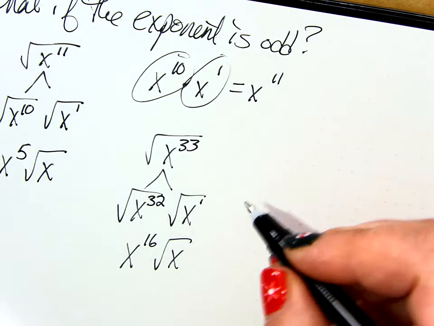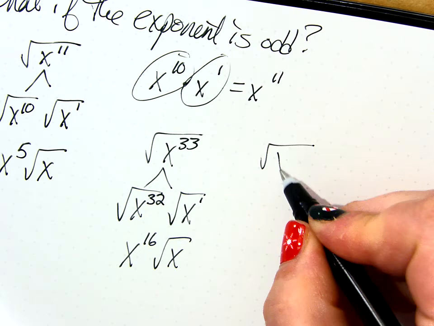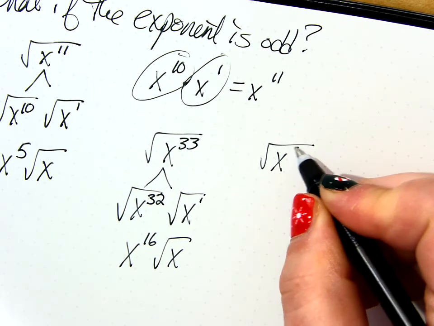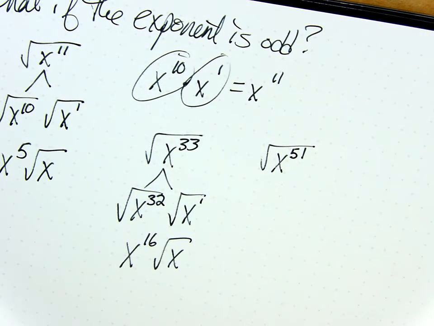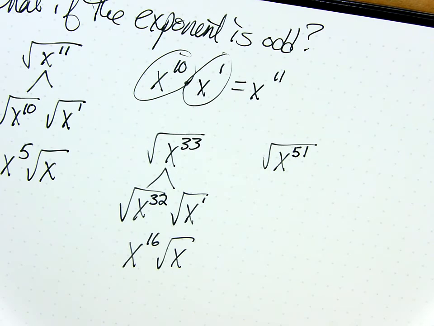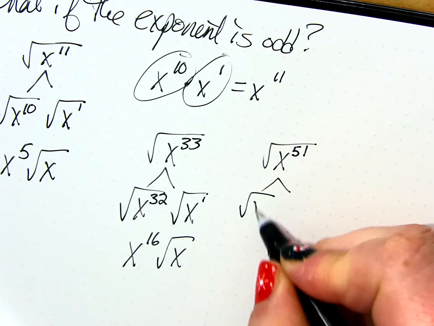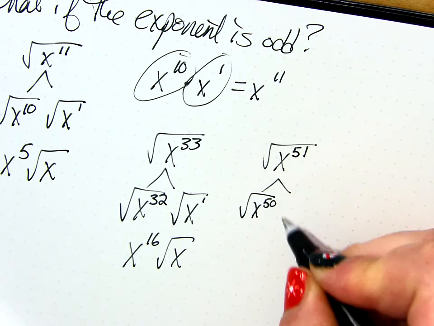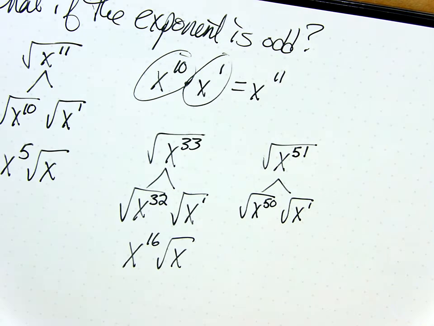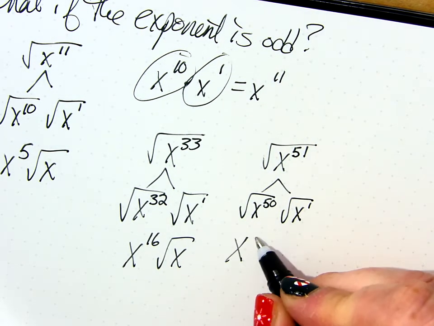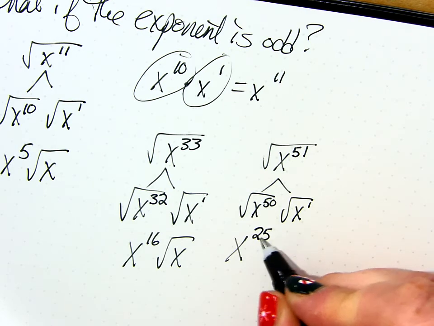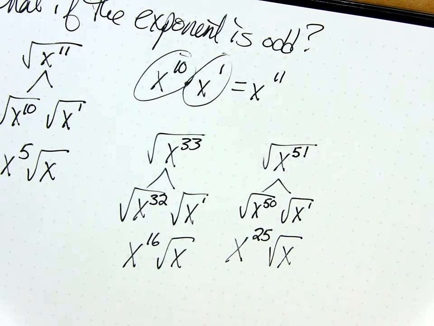Let's try another one. So say you had square root of x to the 51st. I'm like, oh, that's an odd exponent, so I'm just going to split it up into what and what? Exactly. I just go one less, x to the 50th and x to the 1st. And then the square root of x to the 50th is x to the 25th. And then I just leave the square root of x, just like that.